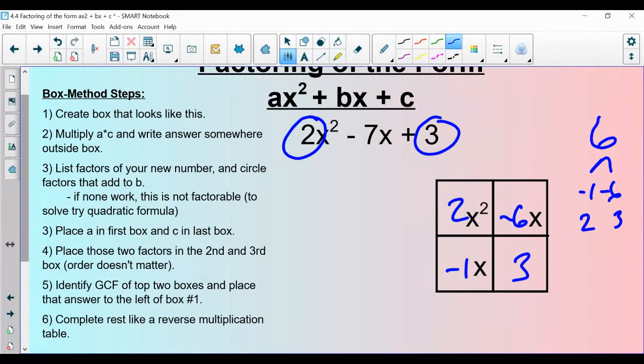So that's probably the easiest part to follow along with the steps, but then steps 5 and 6 kind of get a little bit weird. Your next step is to identify the greatest common factor of the top two boxes. I'm not going to do this every time, but I'll show you the first time. The factors of 2 are just 1 and 2. And the factors of 6 would be 1, 2, 3, and 6.